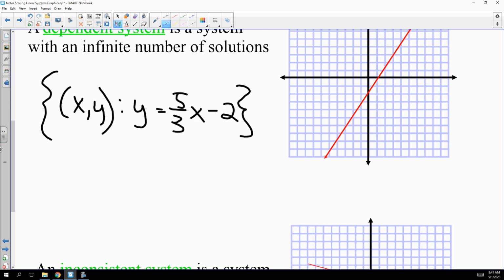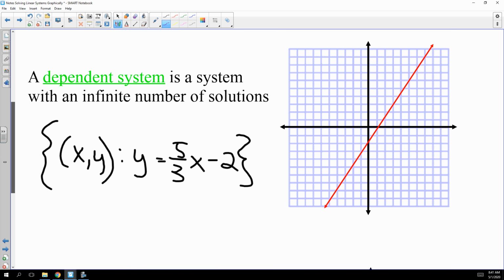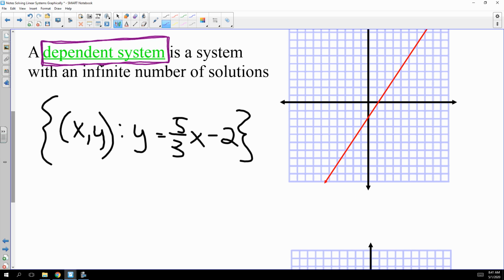We're going to talk about these as well. So a dependent system has infinitely many solutions, and a dependent system is one in which the two lines actually are identical. They appear different maybe when they're in standard form, maybe one's in standard form, maybe one's in slope-intercept form. They might have the appearance of looking different, but when you eventually put them both in slope-intercept form, they actually are identical. They have the same slope, and they also have the same y-intercept. So they are, in fact, the exact same line, okay?